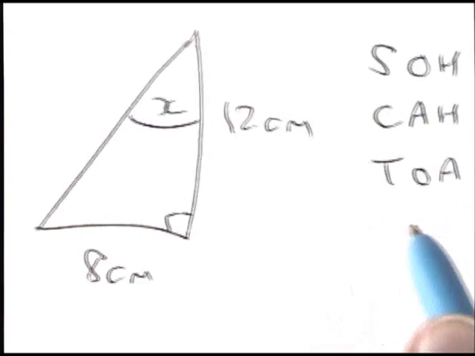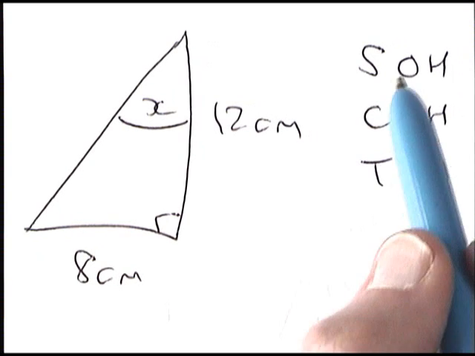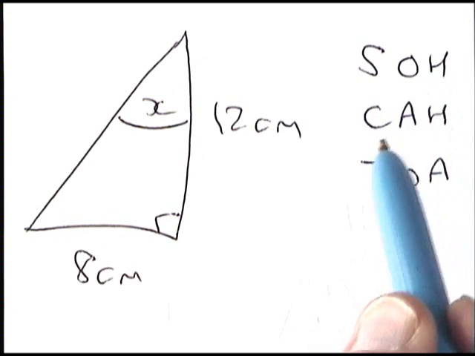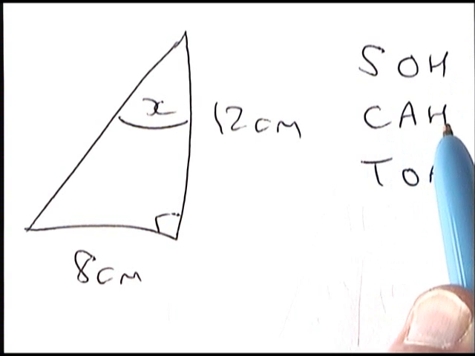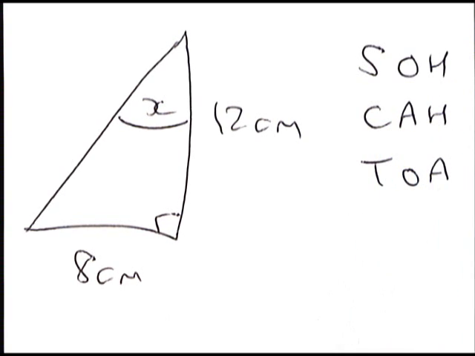This is the SOHCAHTOA abbreviation I'm writing down here, standing for: sine is opposite over hypotenuse, cos is adjacent over hypotenuse, tan is opposite over adjacent. And those you need to learn.